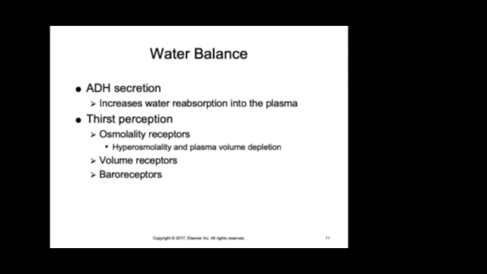Thirst perception is a result of osmolality receptors. Hyperosmolality and plasma volume depletion trigger their firing and trigger thirst. Volume receptors are also present, as are baroreceptors. So, an example of how this works: the stretch of the atria is one of the things that responds to stretch receptors that trigger the release of atrial natriuretic peptide, and that causes your kidneys to secrete more sodium, and the water follows the sodium out of the body, and that reduces your blood pressure.